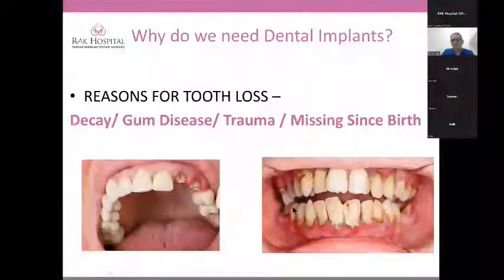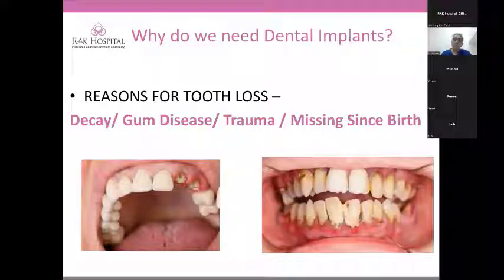Trauma, injuries, road traffic accidents, we have a bad fall, we break a tooth, sometimes the tooth gets avulsed or it comes off in toto. And then some people genetically have missing teeth, congenitally missing teeth are also there. There are spaces where the tooth has not erupted. And so these all warrant replacement. And as we grow old, there is a lot of literature that almost 60 to 70% of people will lose a single tooth when they reach the age of 60. So there is a huge need for replacement of teeth.